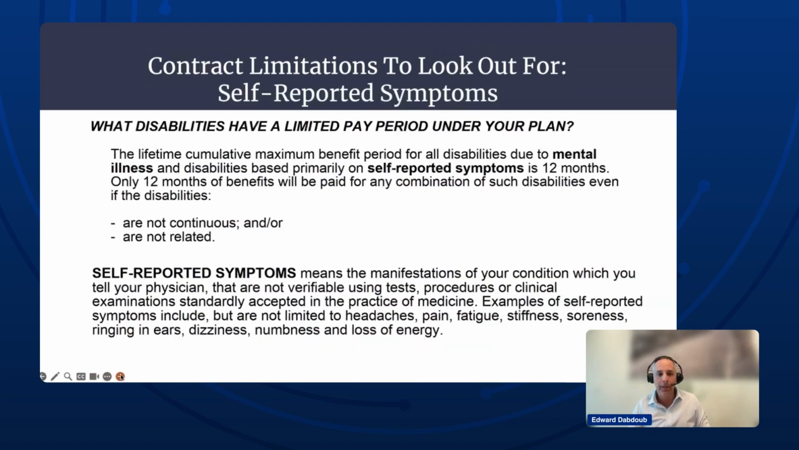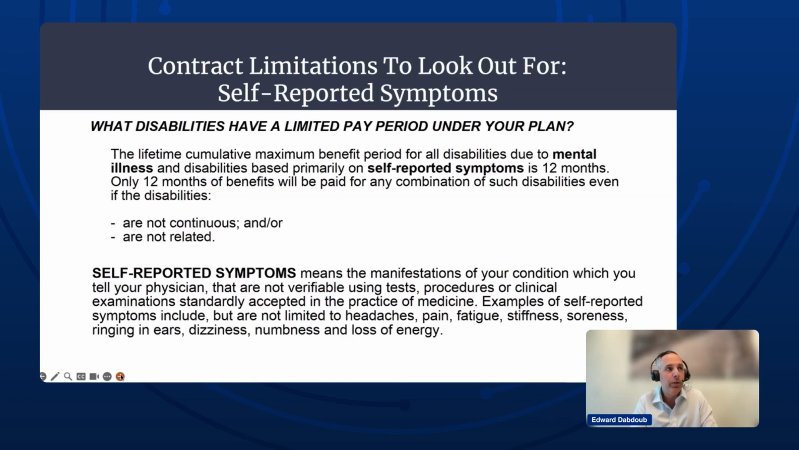Here's another one. These are the self-reported symptoms limitations. Many insurance policies have it. Unum, I believe MetLife, Standard. A lot of these insurance policies will limit payment to 12 months, sometimes 24 months, for medical conditions that are primarily based on self-reported symptoms. Notice the definition of self-reported symptoms. It is the manifestations of your condition, which you tell your physician, right? That's self-reported, that are not verifiable using tests. Well, what types of tests, and who gets to determine if those tests are objective evidence or not? And they're not verifiable by procedures or clinical examination findings.